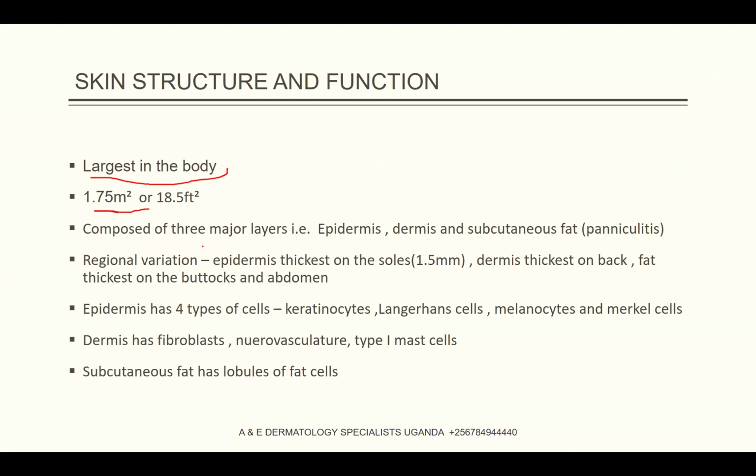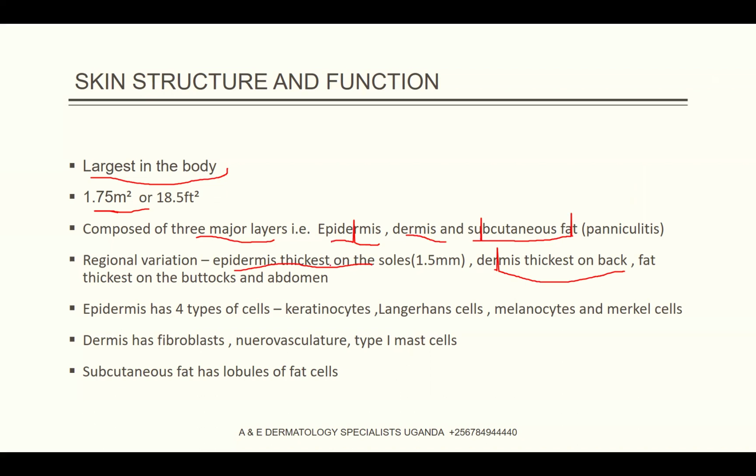And basically, from a broad view, the skin is made up of mainly 3 layers, with the outermost layer called the epidermis, the second layer called the dermis, and the last layer we call the subcutaneous fat. These layers are further divided and they also vary depending on the region that you are talking about. For example, the epidermis will be very thick in areas of palms and soles, reaching up to 1.5 millimeters, and the dermis will be very thick on the back compared to other areas of the body.